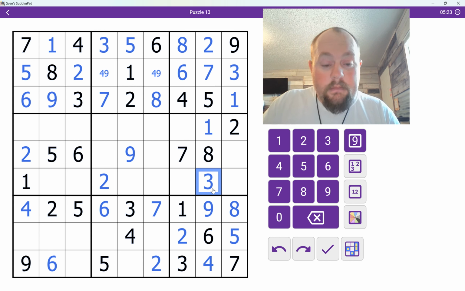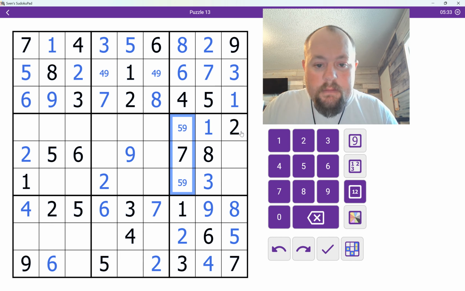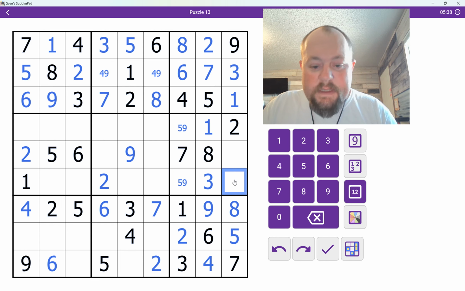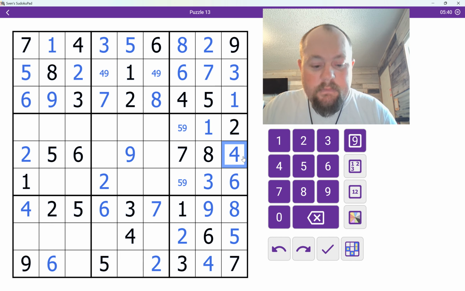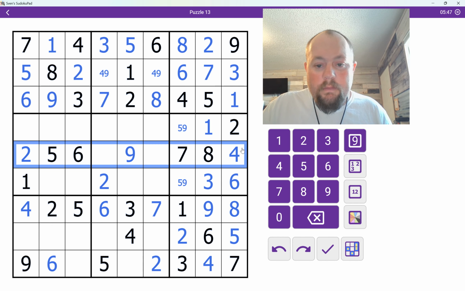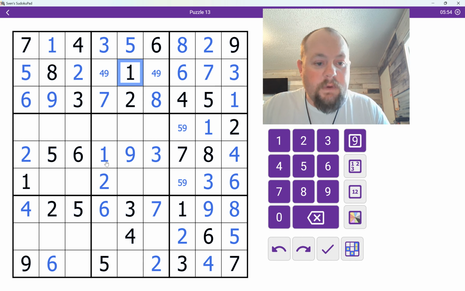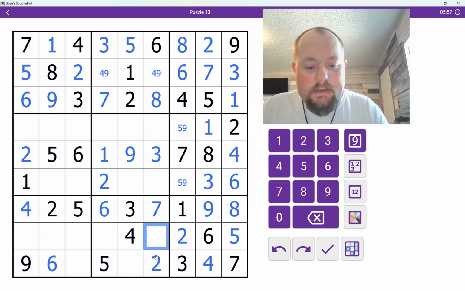3 in there. 5, 9 remaining in that. 5, 9. 4 and 6 is resolved. 6 and 4 in box 6. Okay, here, this row, this 3 sees that cell, so that has to be a 3. Gives me a 1. These 1s look down into this box, gives me a 1.